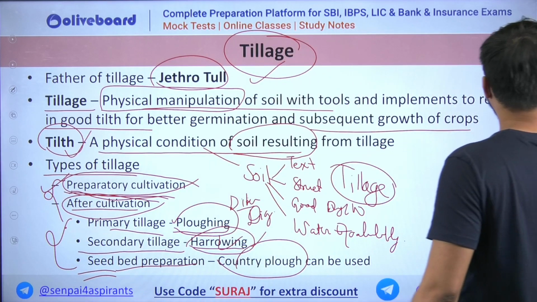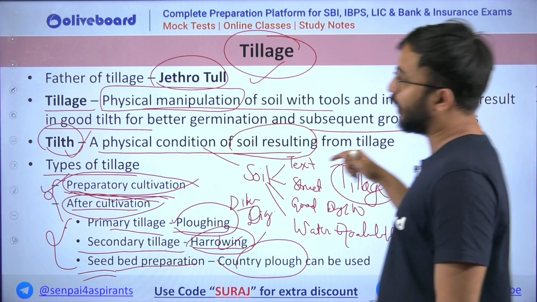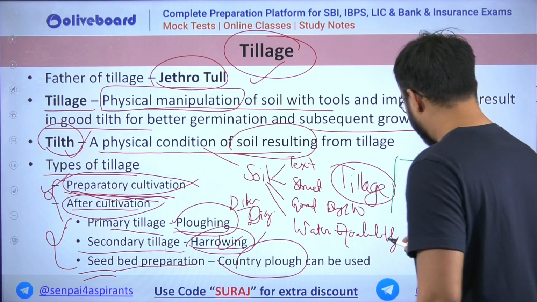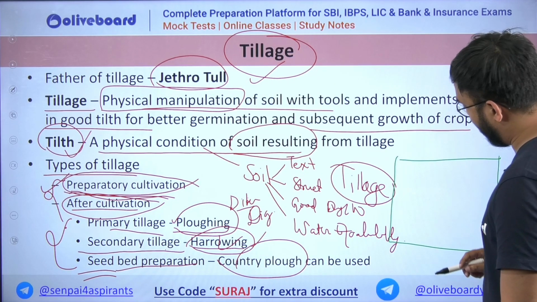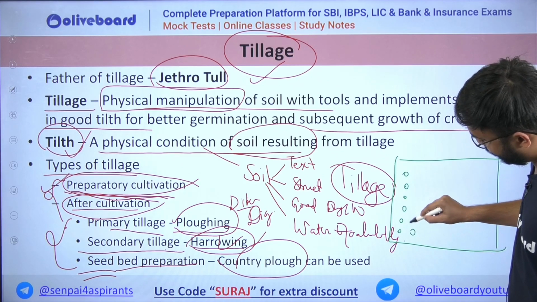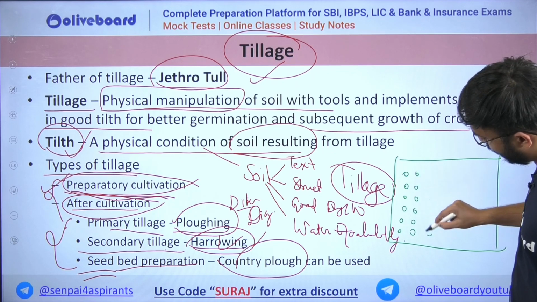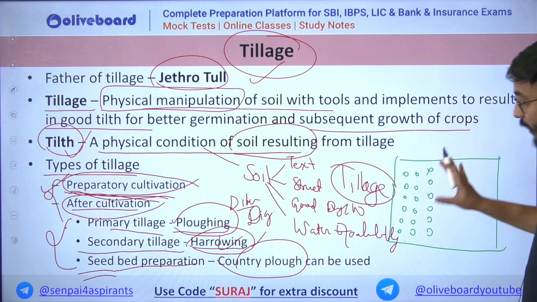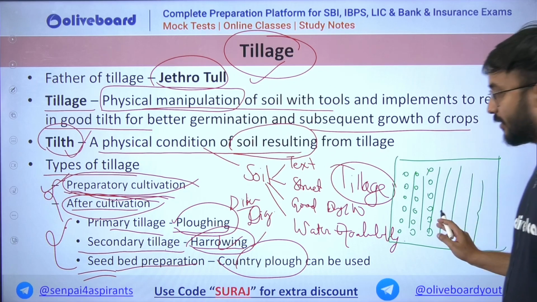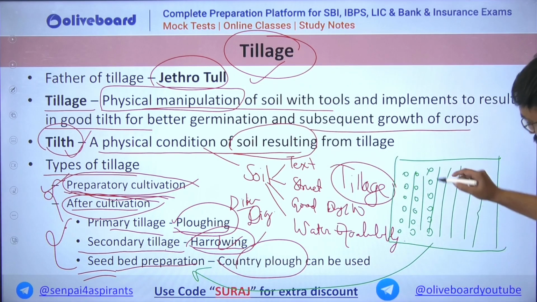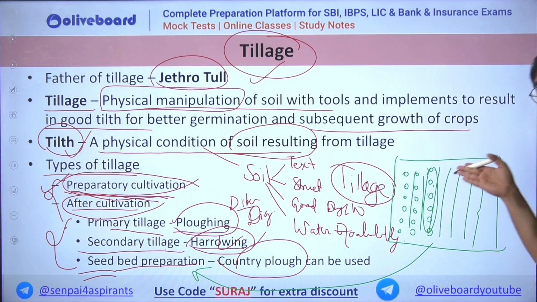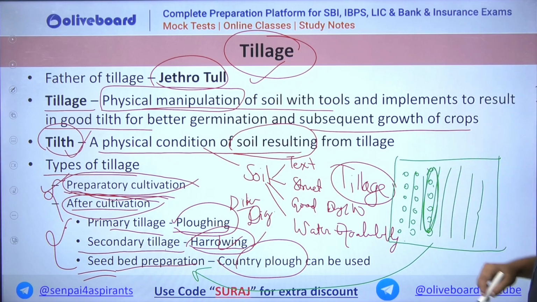So for example, if I want to show you a particular field, suppose this is my unit piece of land, and in rows I am sowing my seeds. Whatever seeds I have sown and this row-like pattern that has been created, that is nothing but your seed bed preparation. So this is my seed bed, and in this seed bed I am planting or sowing my seeds.